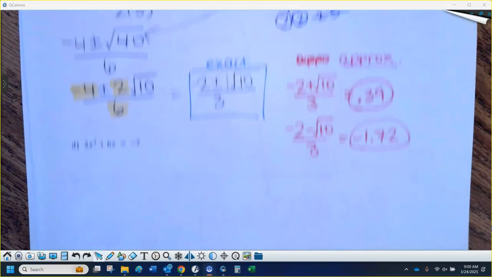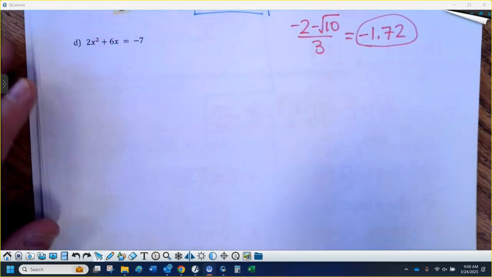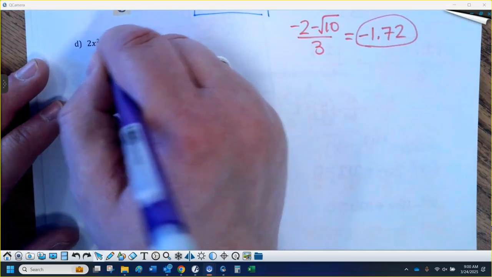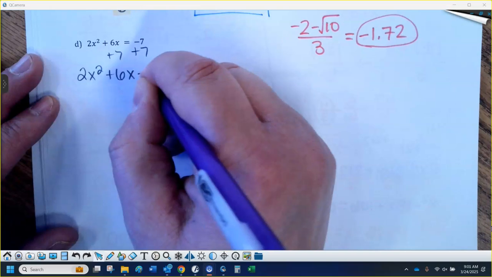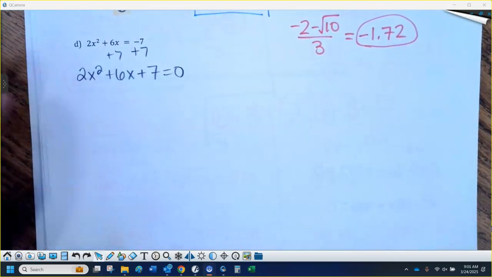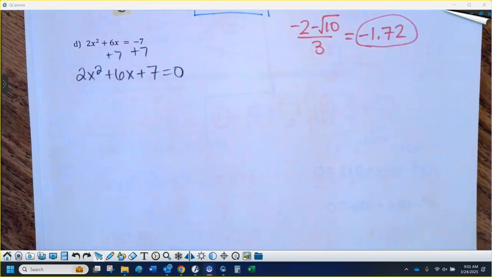And then we're going to do one more question real quick. We're going to set this equal to 0 again. So make sure before you identify your a, b, and c values that your quadratic equation is equal to 0. And I would just check to see if I could work with smaller numbers if they had anything in common. Like 2 and 6 are both divisible by 2, but 7's not. So I can't get rid of anything there.